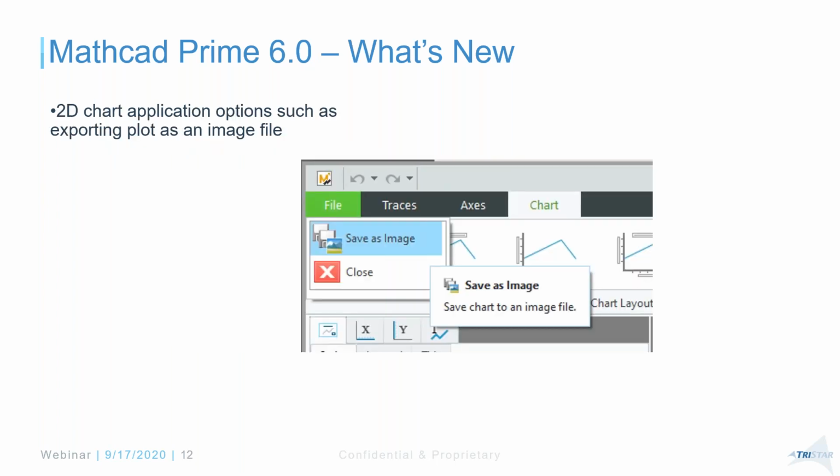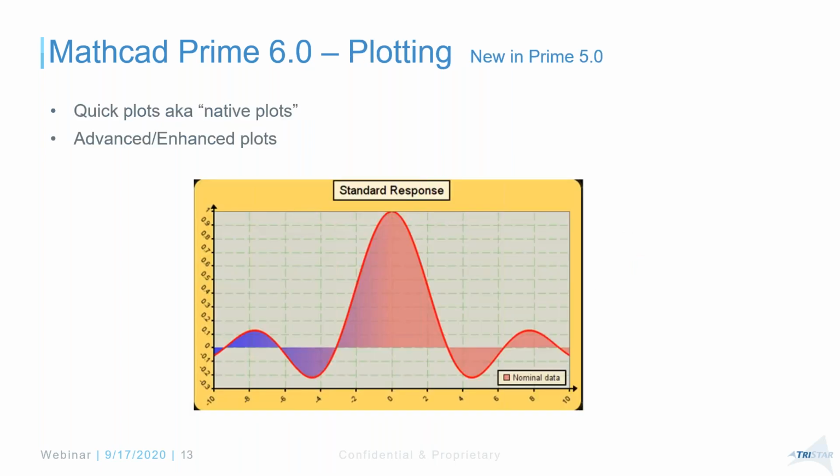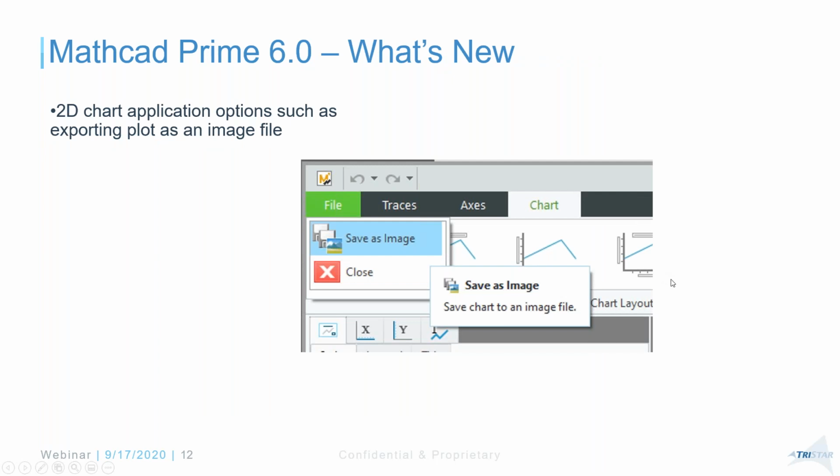And what I'm going to be doing shortly is going into our plotting capabilities that were introduced in Prime 5.0. However, now in 6.0, you have the ability to save this out as an image if you maybe want to put that image in a PowerPoint or a presentation or something similar.